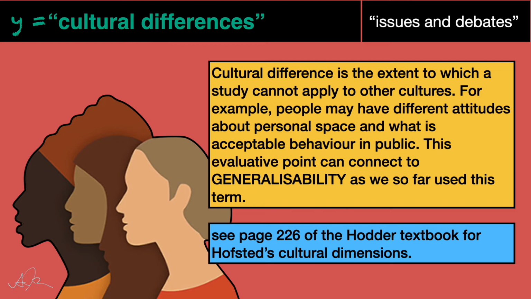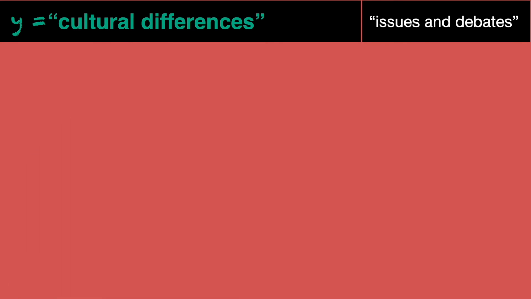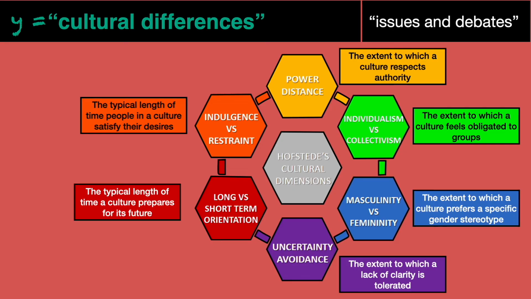Okay, I will conclude by talking briefly about cultural differences. The Hodder textbook goes into length about the different ways that cultures could be different. Do not get overwhelmed by this. I, for example, usually talk about individualist versus collectivist cultures. Some cultures are accused of being more collectivist than others.